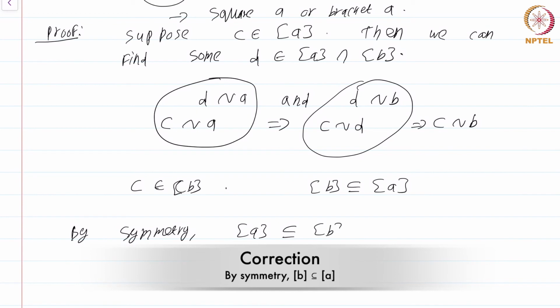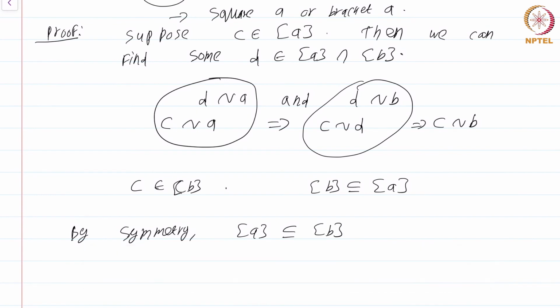Note, when I say by symmetry here, I do not mean symmetry of the equivalence relation. What I mean is the symmetry of the nature of our argument. There is nothing about A or B special when we showed that B is a subset of A. The same argument works for A is a subset of B. By symmetry, A is a subset of B, which means A is equal to B.